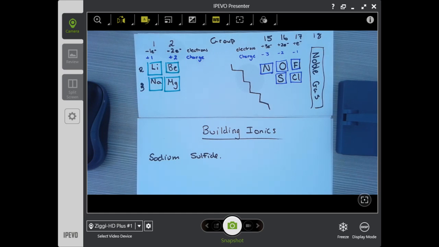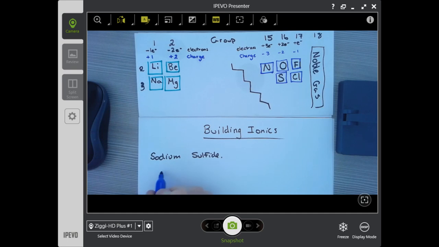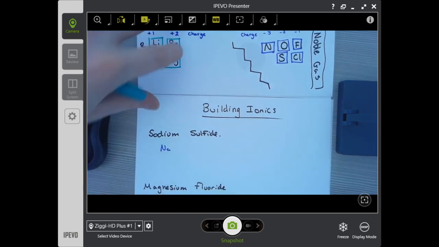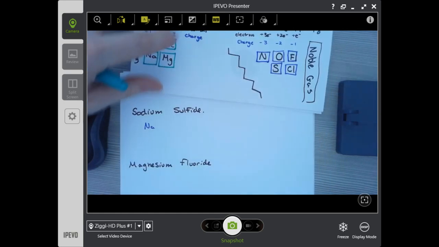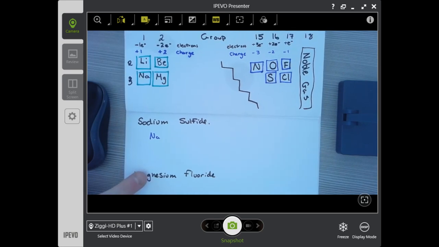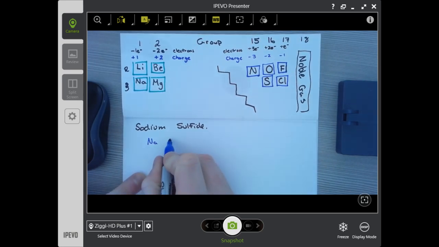Okay, so first thing we need to do is we are worried about what's in it. So we know that there is sodium, and we know that there is sulfur, right? Sulfide is just sulfur. Okay, so there's sodium and there is sulfur. What I'm going to do is I'm going to break this up into a little bit of a table.